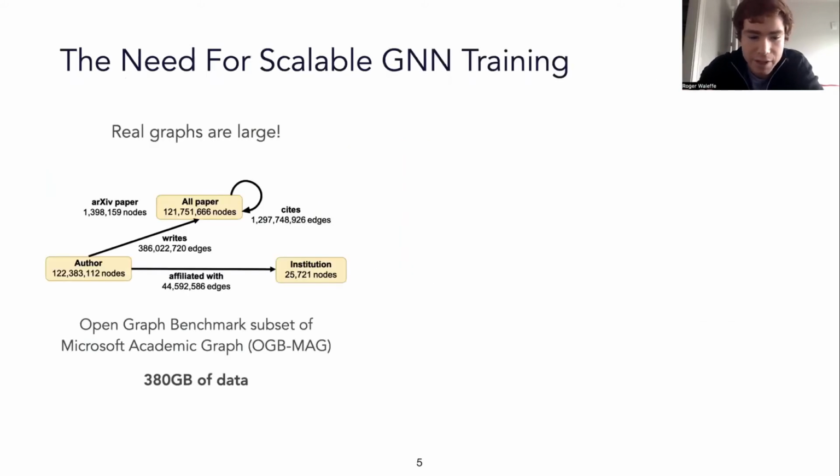And of course, just like most areas of machine learning these days, real-world graphs are continuing to increase in size. For example, the Open Graph Benchmark subset of the Microsoft Academic Graph contains hundreds of millions of nodes and billions of edges. And together with the feature data for each node, the storage overhead for this graph exceeds 380 gigabytes of data, making training GNNs on this graph a challenge.